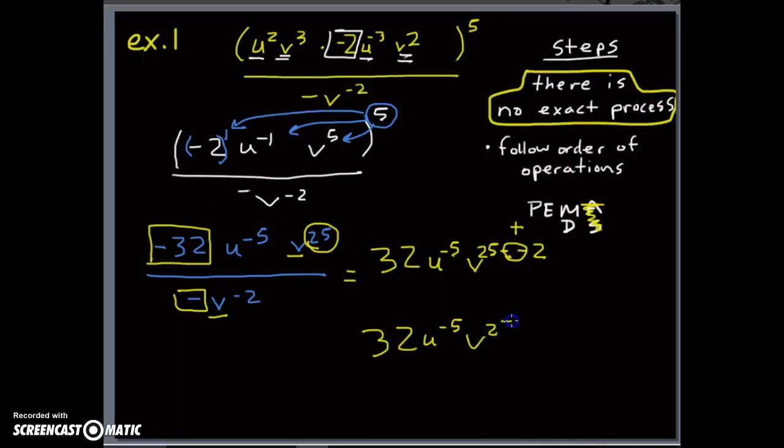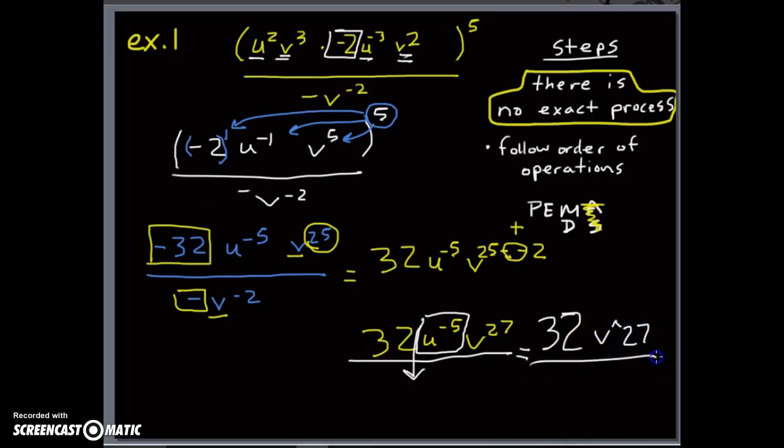V to the 27th. The last step here will be to write our bases with positive exponents. So we've got one base that we've got to use. We're going to go ahead and flip it. So we're going to drop it down into the denominator. So our final answer is 32, sorry, v to the 27th power, all over u to the negative 5th power. What am I saying? We just made it a positive. U to the 5th power.